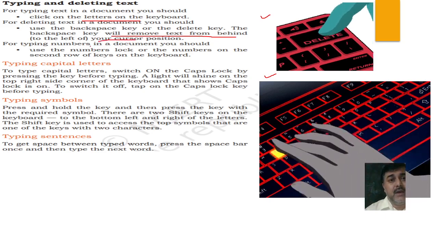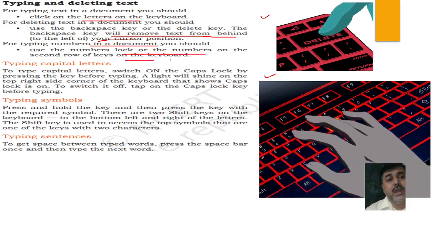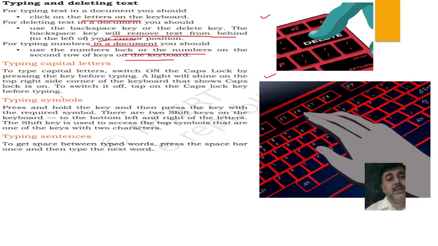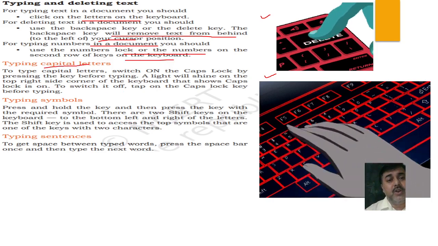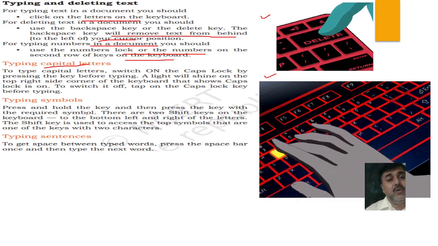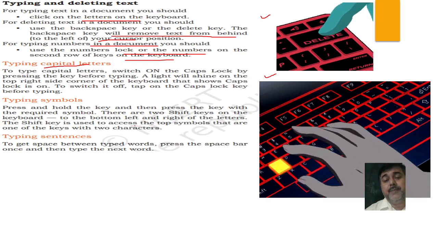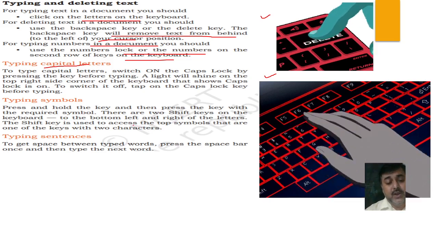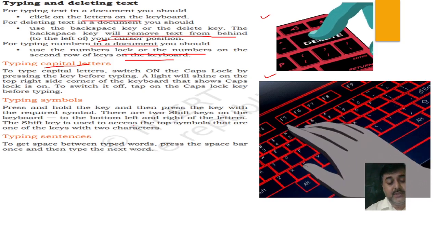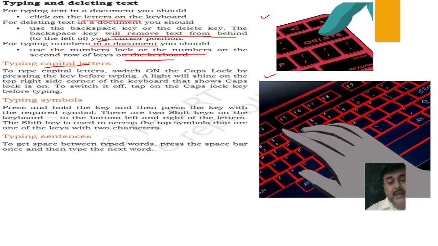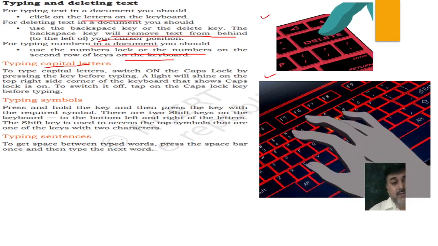We can find that there are a number of documents, and we are making those documents. Next, typing a capital letter. We all know that if you turn the Caps Lock on, then capital letters will be typed. Typing symbols: there are different types of symbols. Above 3 there is hash, above 4 there is dollar, above 5 there is percentage, above 6 there is a caret sign, above 7 there is an and sign. So many different symbols are there, and we can use them.